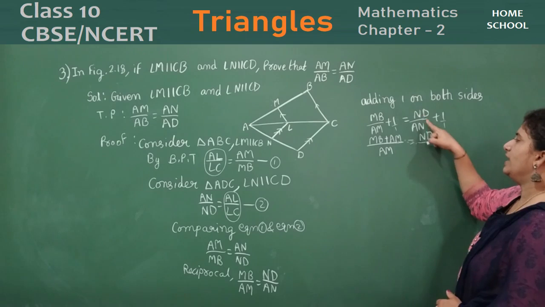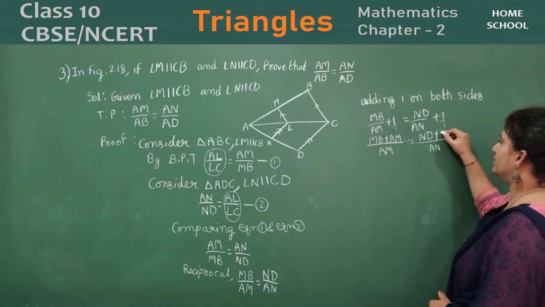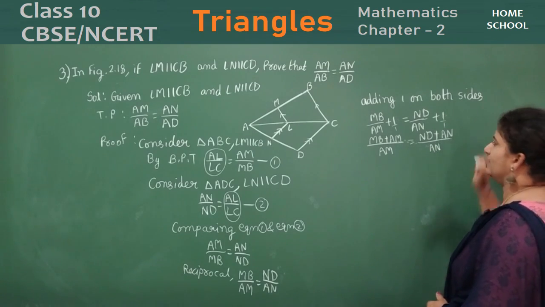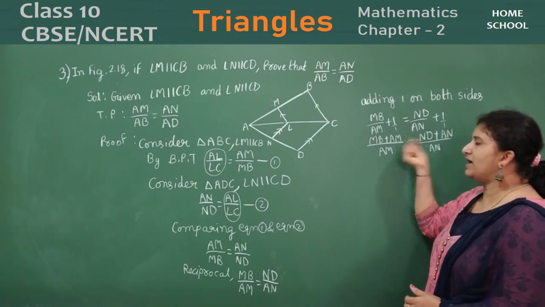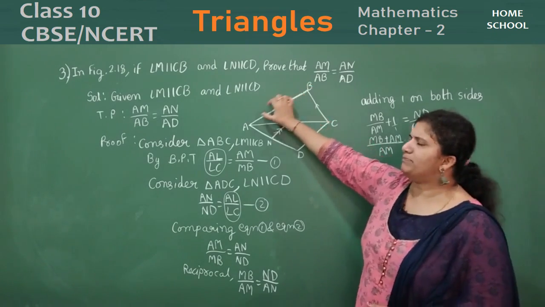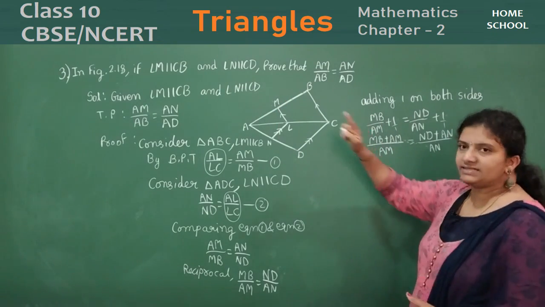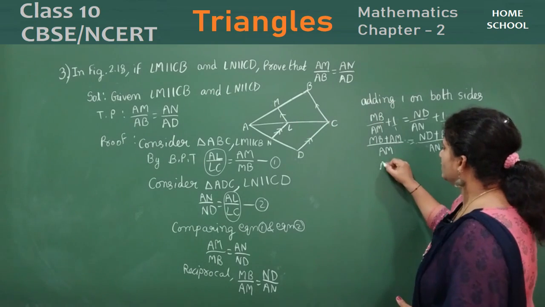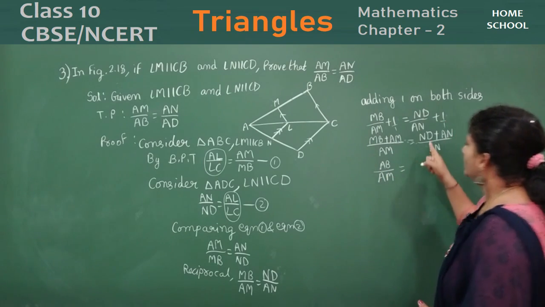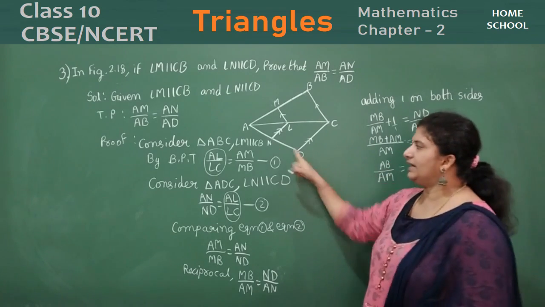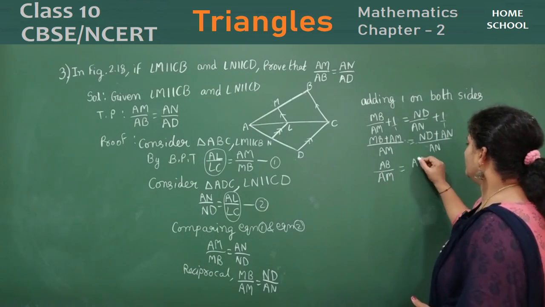And here also AN and 1 LCM is AN. So AN multiply for 1 ND plus AN. So now observe here from the figure, children. MB plus AM. What is MB plus AM? It is nothing but AB. So that will be AB by AM is equal to ND plus AN. ND plus AN is nothing but the big line AD.